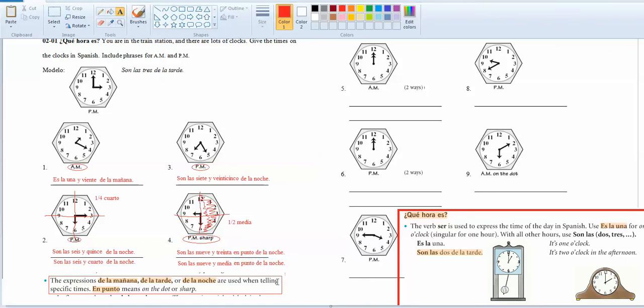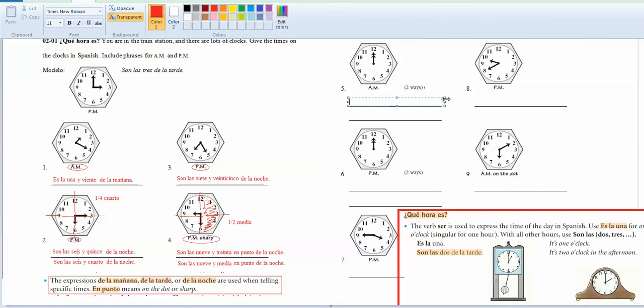Okay. So then let's go over here and see what we've got. Here we've got 12 o'clock in the morning, and then they gave you two ways. So what we're going to do here is say it is 12 o'clock in the morning. If I'm saying it's 12, I'm not saying 1, so I'm going to use son las. Son las 12 is 12, and I could put en punto, because that's on the dot or sharp. Son las 12 en punto de la mañana, because it's in the morning, right?